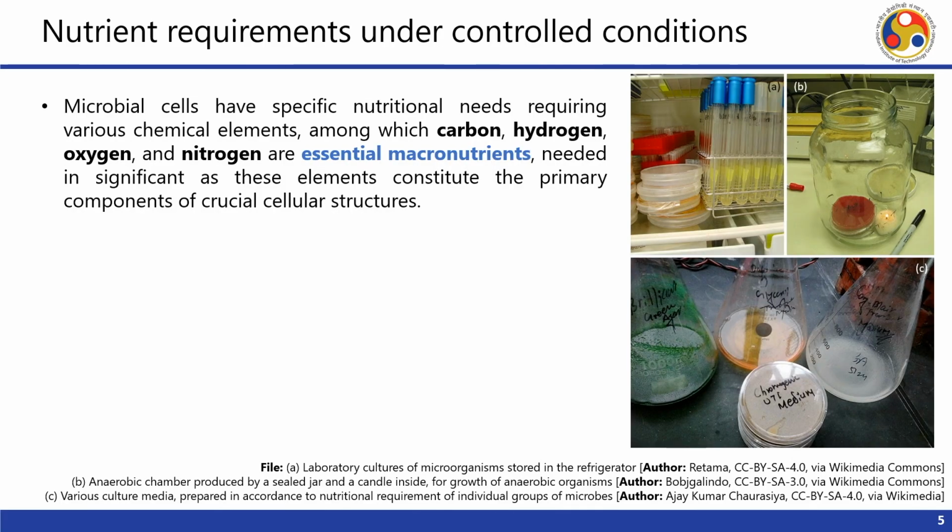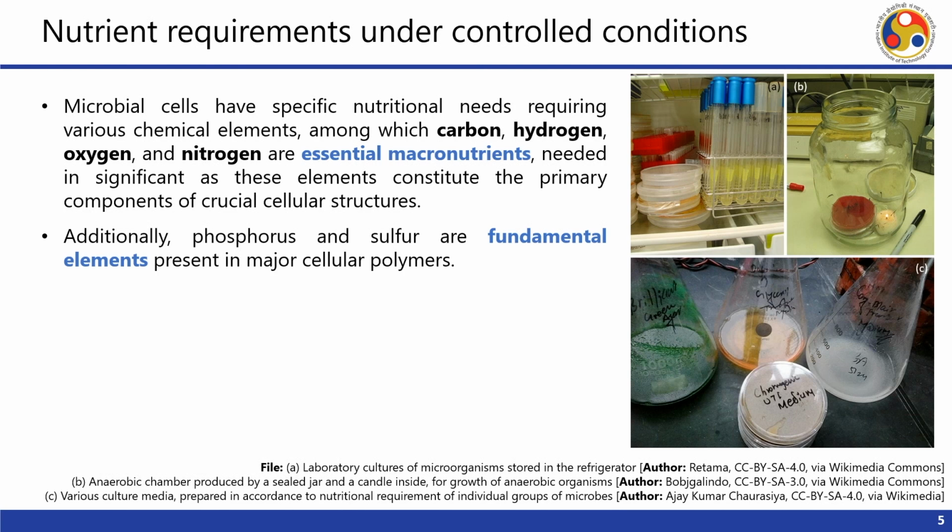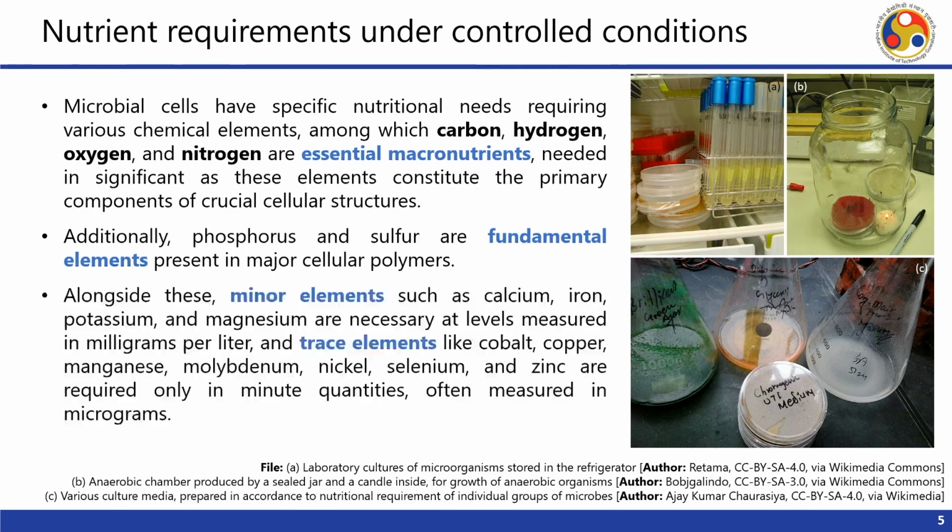Microbial cells have specific nutritional needs requiring various chemical elements, among which carbon, hydrogen, oxygen and nitrogen are essential macronutrients, and these are needed in significant amounts as these elements constitute the primary components of crucial cellular structures. Additionally, phosphorus and sulfur are fundamental elements present in major cellular polymers.